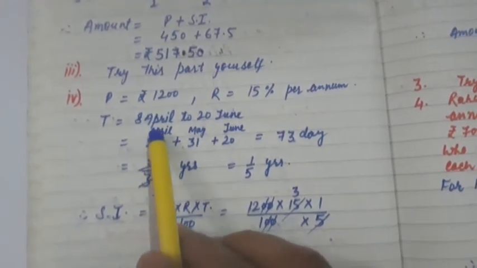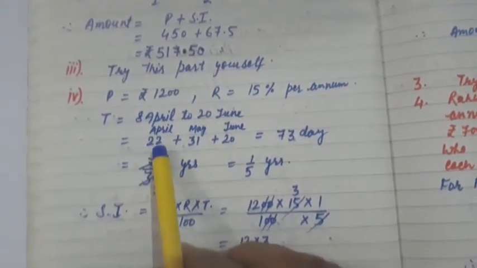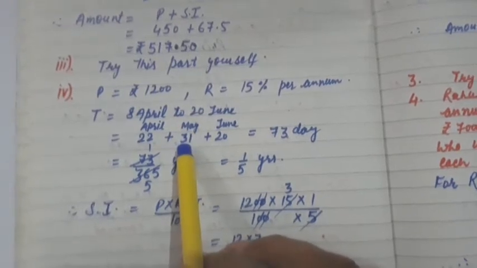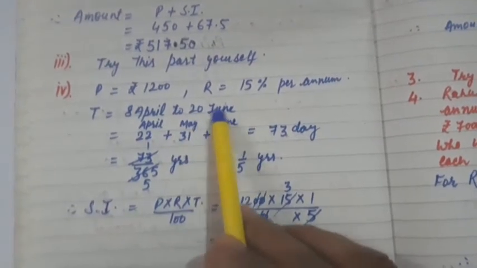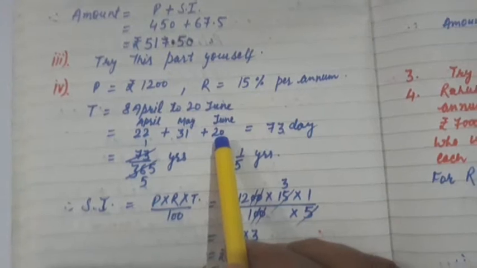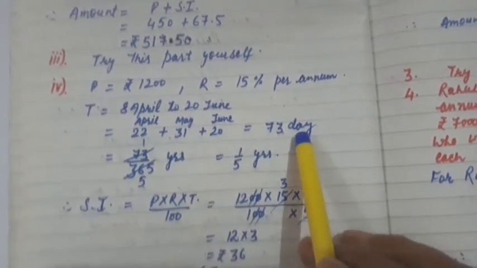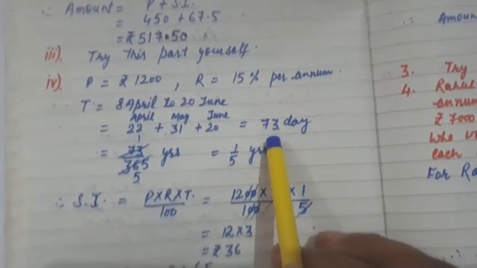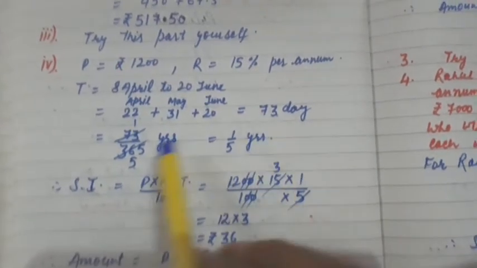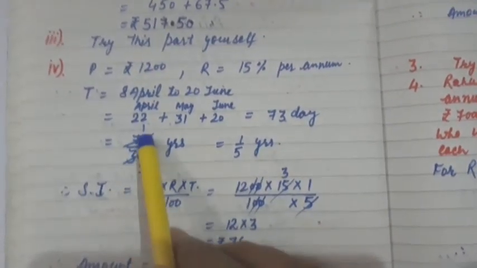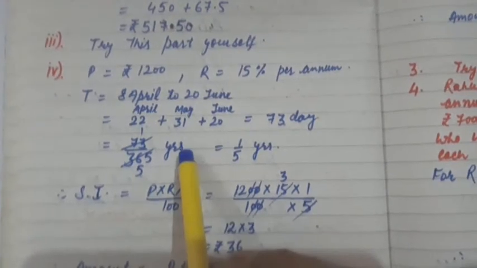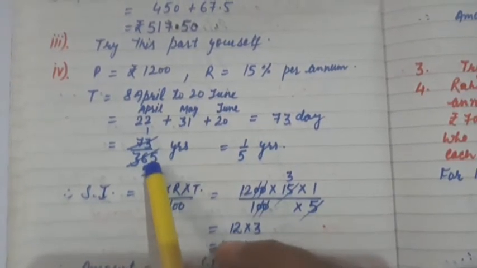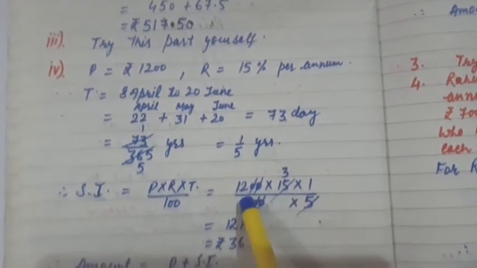In the month of April, there are 30 days. 30 minus 8, that is 22 days. In the month of May, there are 31 days. And in June, 20 June is there, so it means 20 days. The total days become 73 days. Now we have to change it into years. When we change it into years, we divide it by 365. 73 upon 365 years. We cancel this: 73 fives are 365. So it is 1 upon 5 years.